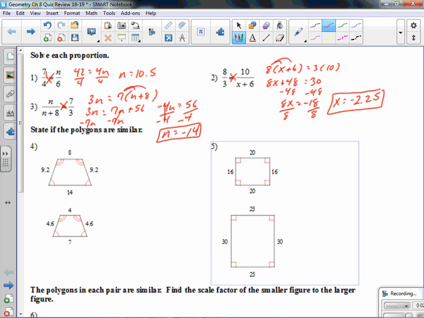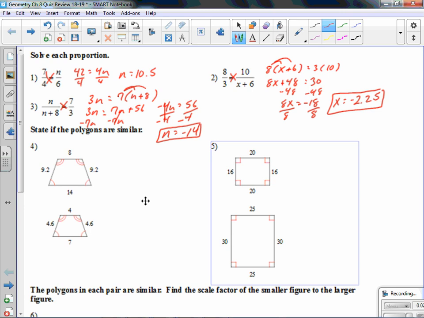Alright, so next one, 4 and 5, determine if the polygons are similar. First thing we want to check for is to make sure that the corresponding angles are congruent. So this angle is congruent with that one, this one's congruent with that one, this one and that one are congruent, and this one and that one are congruent. So all the angles are good. So then we want to check to see that the sides are proportional.